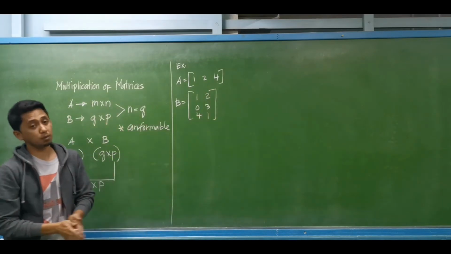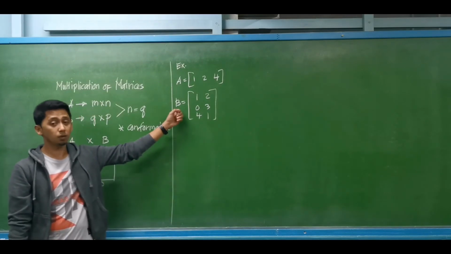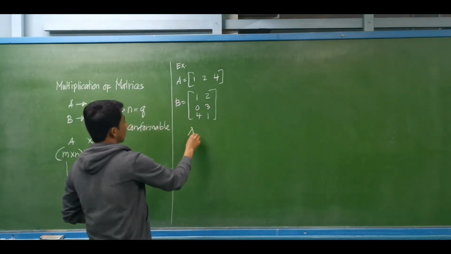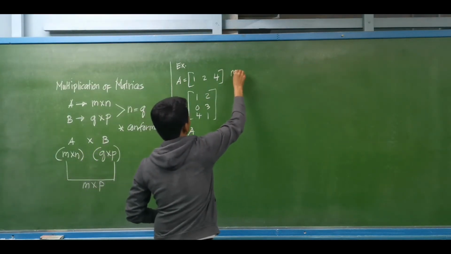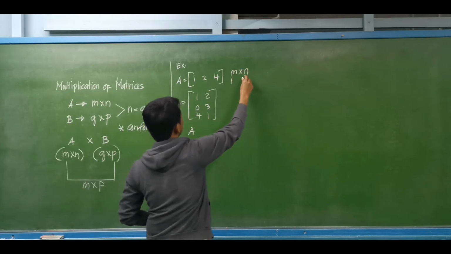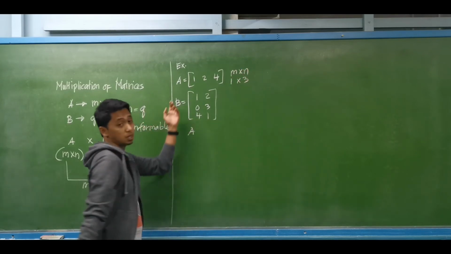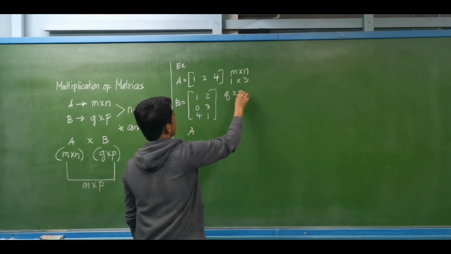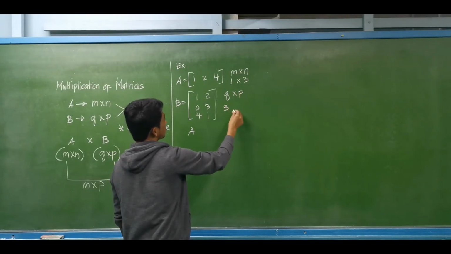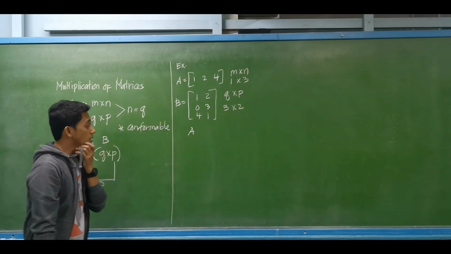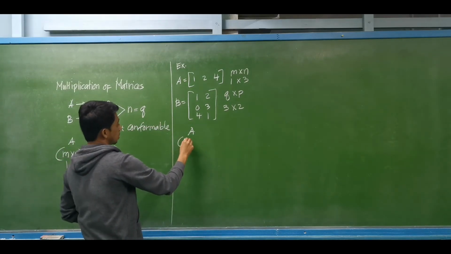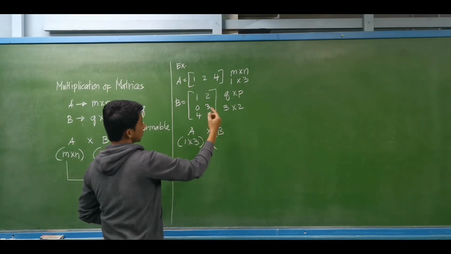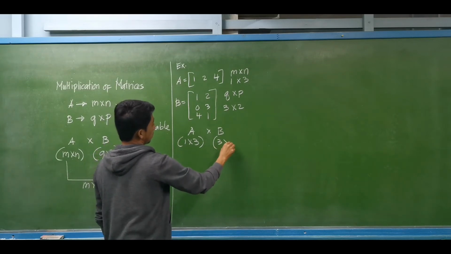As a result, we have matrix A with the elements 1, 2, 4, matrix B 1, 2, 0, 3, 4, and 1. What is the dimension of matrix A? Matrix A, let's say this is m by n. The dimension is 1 row, then 3 columns. Alright, this is a row matrix. Matrix B, let's say this is Q by P. The dimension of matrix B is 3 rows by 2 columns. Matrix A with the dimension 1 by 3. Matrix B with the dimension 3 by 2.